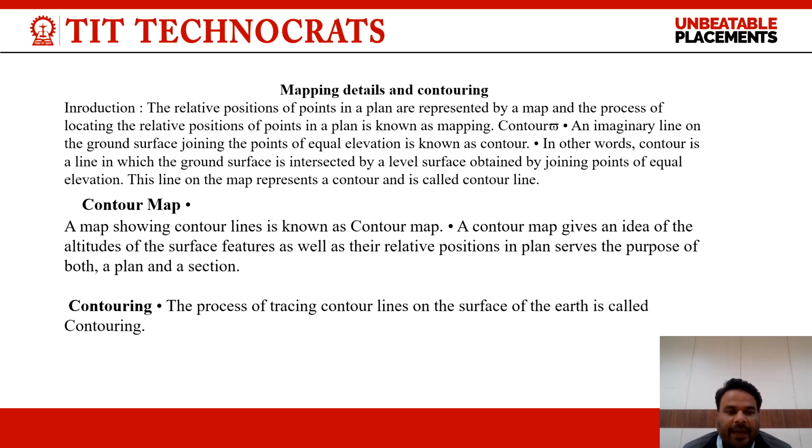Next is contour map. A map of contour lines is known as a contour map. This is showing contour lines. A contour map gives an idea of the altitude of the surface features as well as their relative position in plan, serving the purpose of both a plan and a section. Next is contouring. The process of tracing contour lines on the surface of the earth is called contouring.